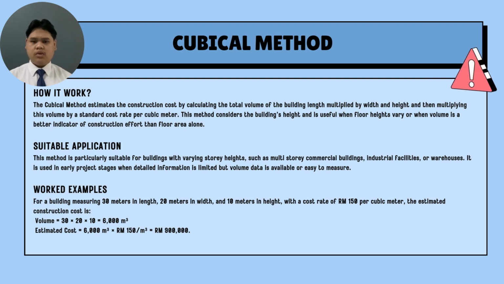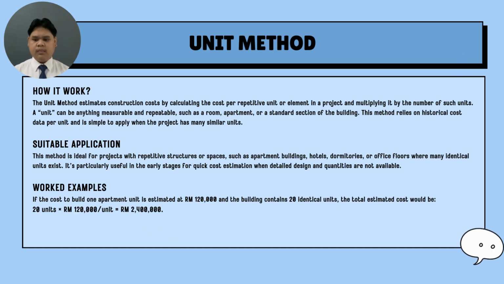equal 6,000 meter cube. Estimated cost 6,000 meter cube times 150 ringgit per meter cube equal to 900,000 ringgit. The unit method estimates construction cost by calculating the cost per repetitive unit or element in a project and multiplying it by the number of such units.